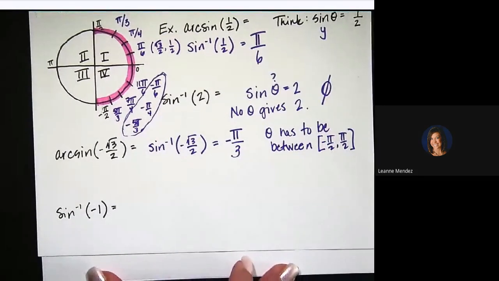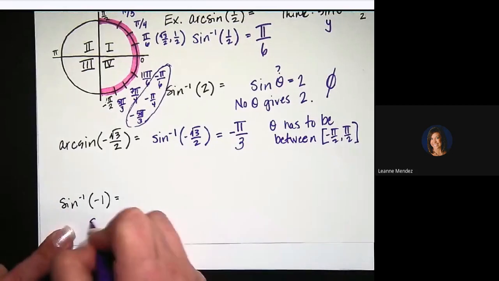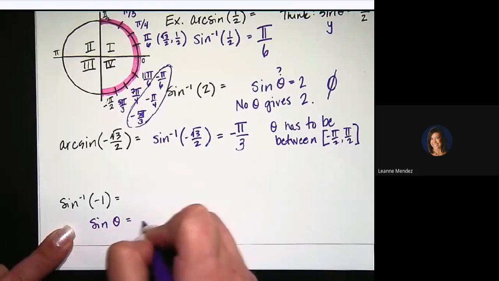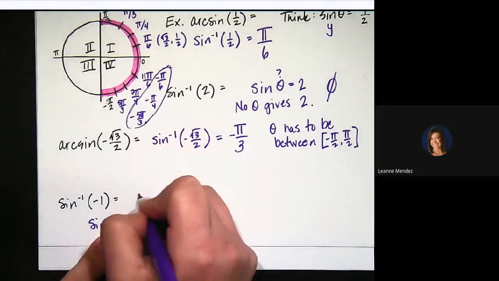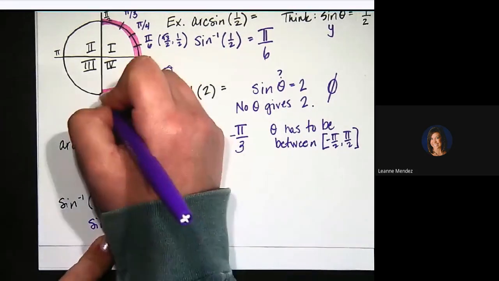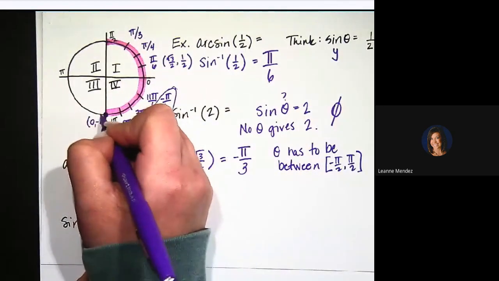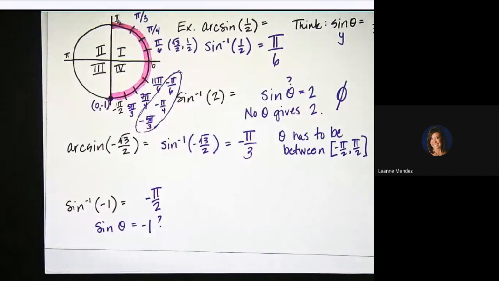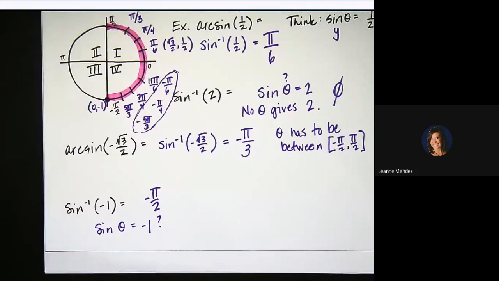Sine inverse of -1. Again, we're asking ourselves what angle, the sine of what angle is -1? Which angle has a y value of -1? Well, hopefully you said -π/2 because that happens right here. These coordinates, 0, -1, that's -π/2. Okay? Excellent. Moving on, we're almost done.